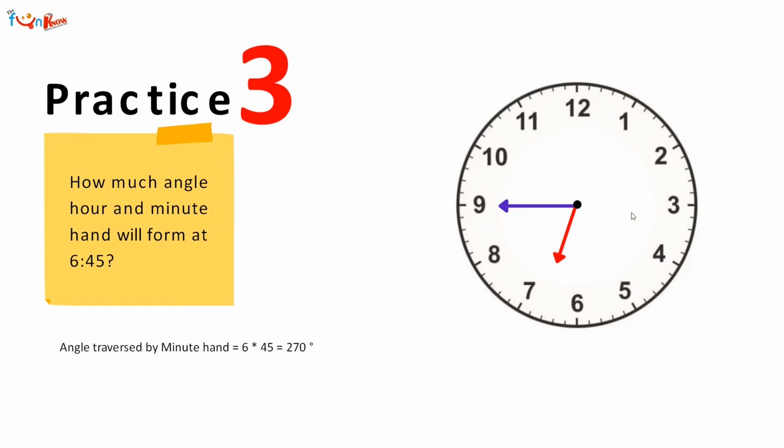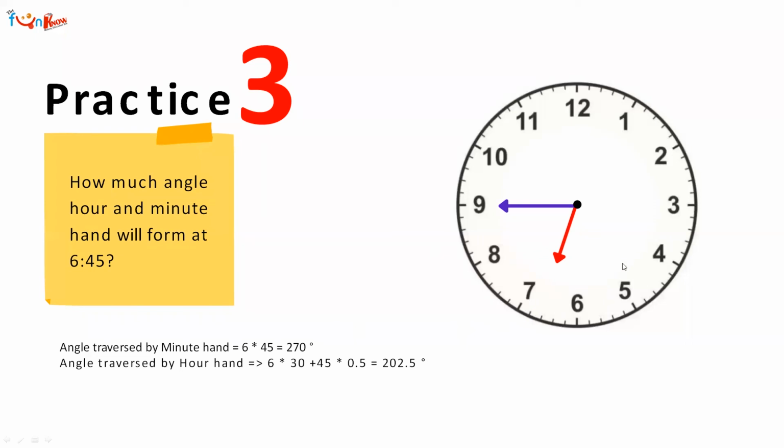Now we'll try to find the angle for the hour hand. For the hours, we know it has crossed 6. So for 6, it will be 6 times 30. But here we need to calculate the fraction. What is the fraction? You know the minutes. The hour hand moves 0.5 degrees every minute. So we need to calculate for 45 minutes. So we'll do 45 times 0.5. And if you sum them, it will be 202 degrees.